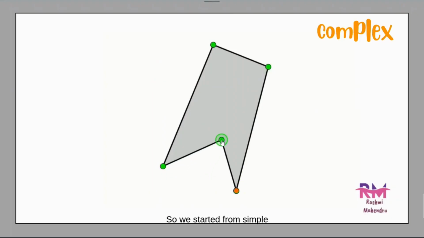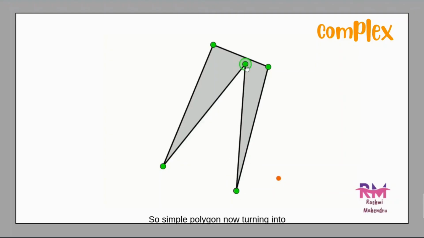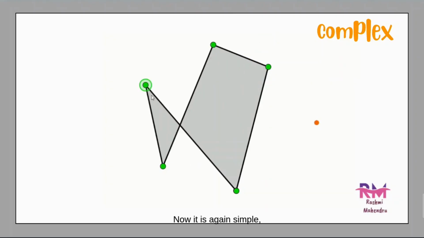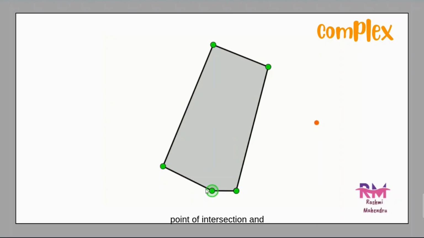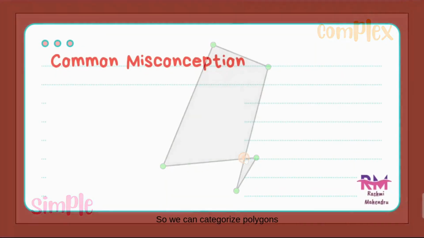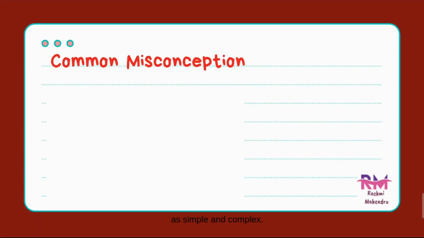So we started from simple and moved to complex polygons. So a simple polygon is now turning into a complex one with 2 points of intersection. Now it is again simple, no point of intersection, and now a point of intersection, and this is a complex polygon. So we can categorize polygons as simple and complex.